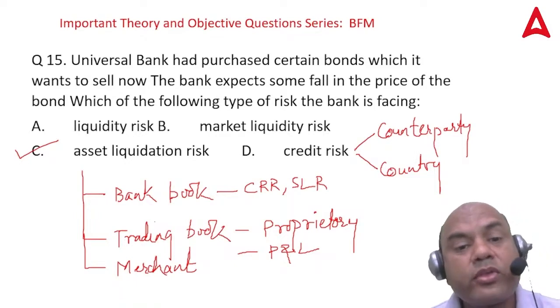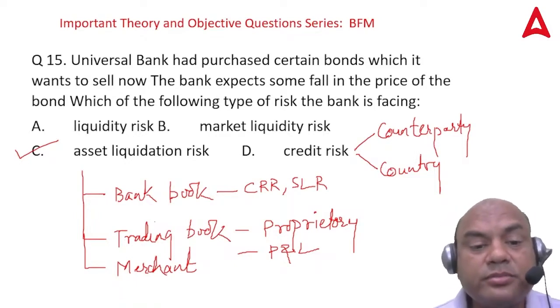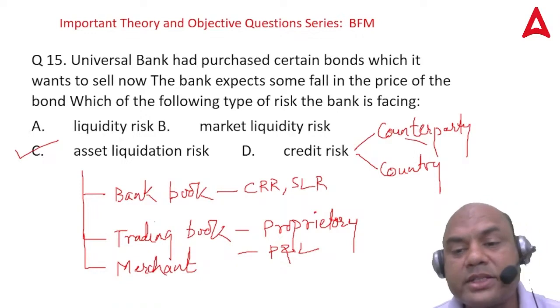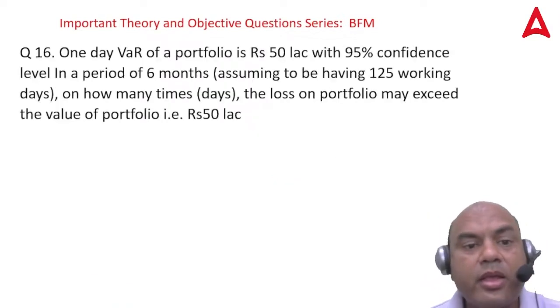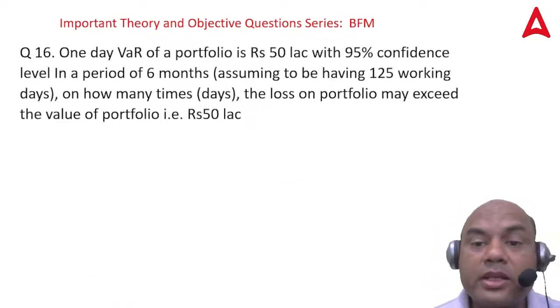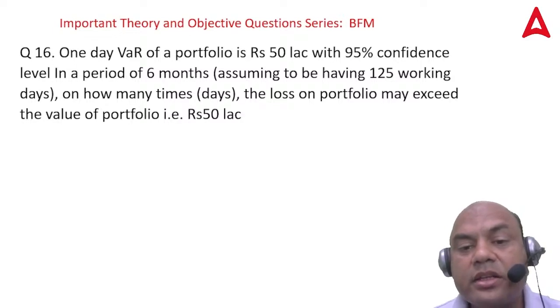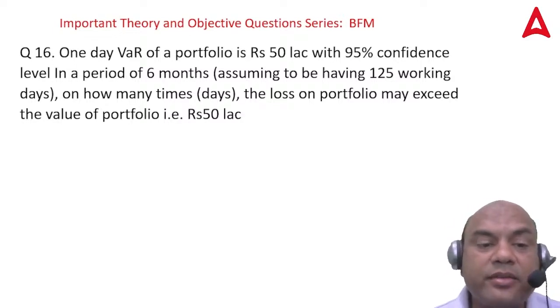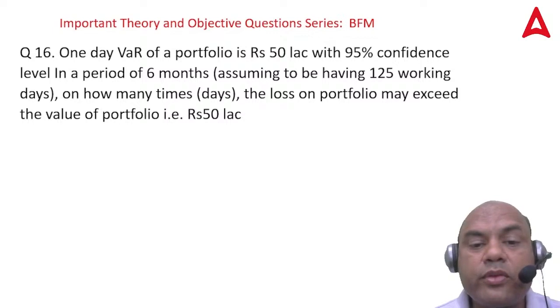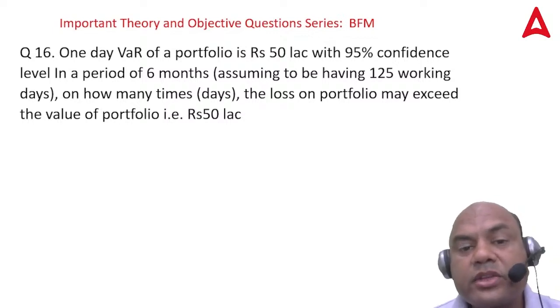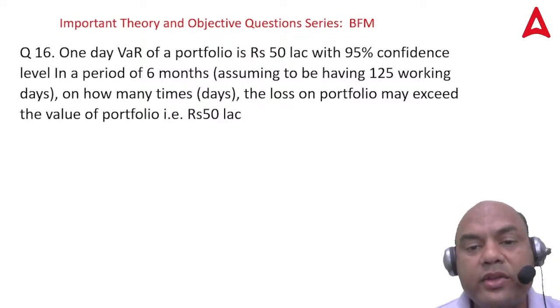Okay. So coming back, the answer is asset liquidation risk. Got it? Now we'll be solving two numericals over here. 1 day VAR of a portfolio is 50 lakhs with 95% confidence. In a period of 6 months, assuming 125 working days, on how many days may the loss on the portfolio exceed 50 lakhs? This question will be surely there in your exam.